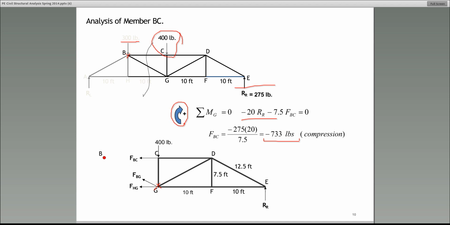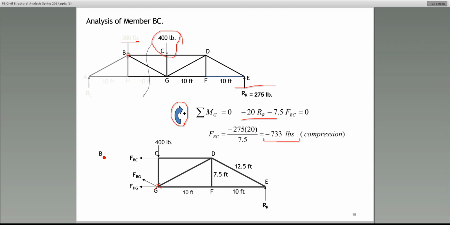What we do is make an assumption. If you recall, when I told you to use the method of sections and use these three forces, BC, BG, and HG, you have to make an assumption about the direction of the internal force. I have assumed all three to be pulling away from the joint. Does everybody see that? Just look at the arrowhead. So, in other words, I've assumed all three are in tension.